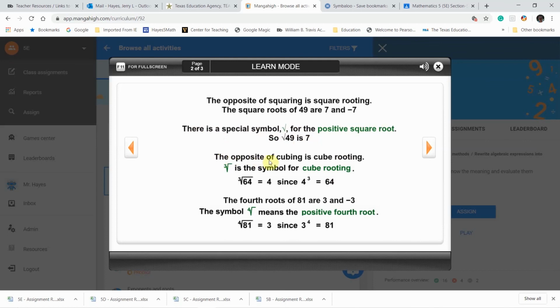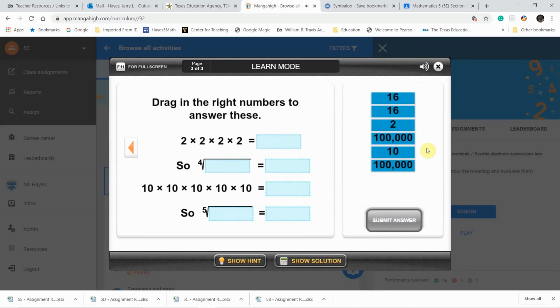Okay? The opposite of cubing is cube rooting, where you put the 3 in front of the little check mark, the square root sign, as a symbol for cube rooting. So what's the cube root of 64? Cube root would equal 4, since 4 times 4 times 4 is 64. The fourth roots of 81 are 3 and negative 3, because if you multiply those out 4 times, you'll get a positive number. Okay? I hope you're catching this.